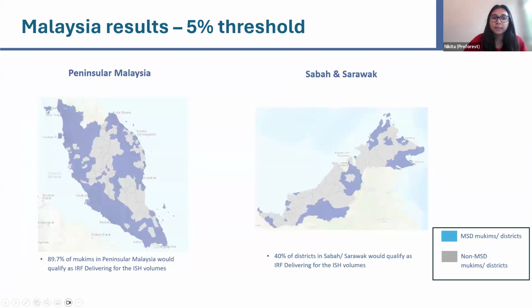Similarly, we've included a snapshot of what the Malaysia results look like. Again, the gray villages are non-MSD and the blue villages are MSD. In Peninsular Malaysia, approximately 90%, or 89.7%, of the Mukims can be classified as IRF delivering, and 40% of the districts in Sabah Sarawak would be IRF delivering.